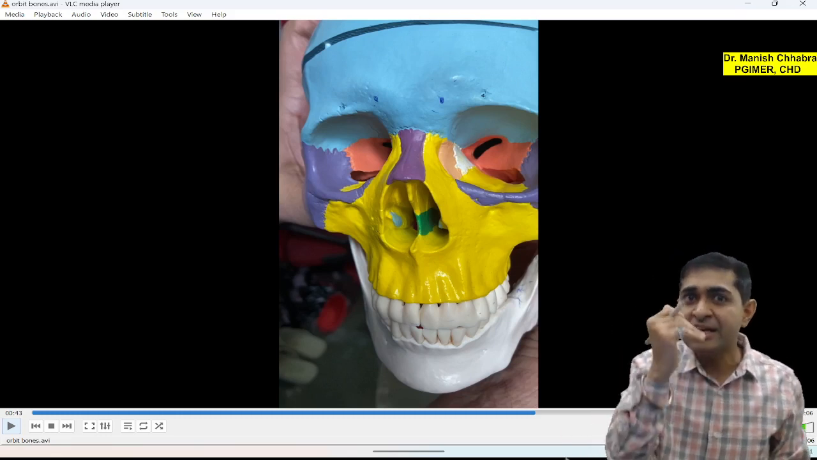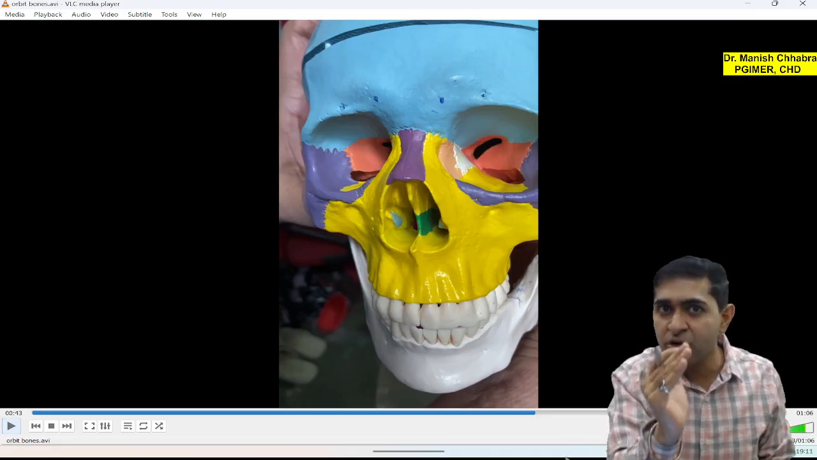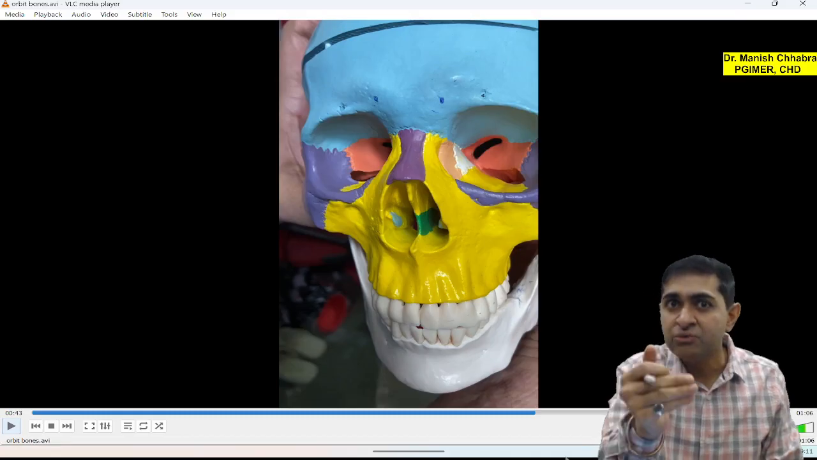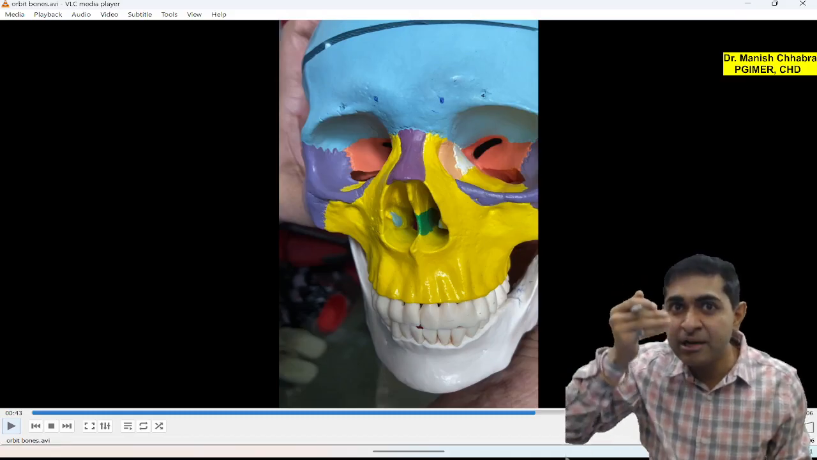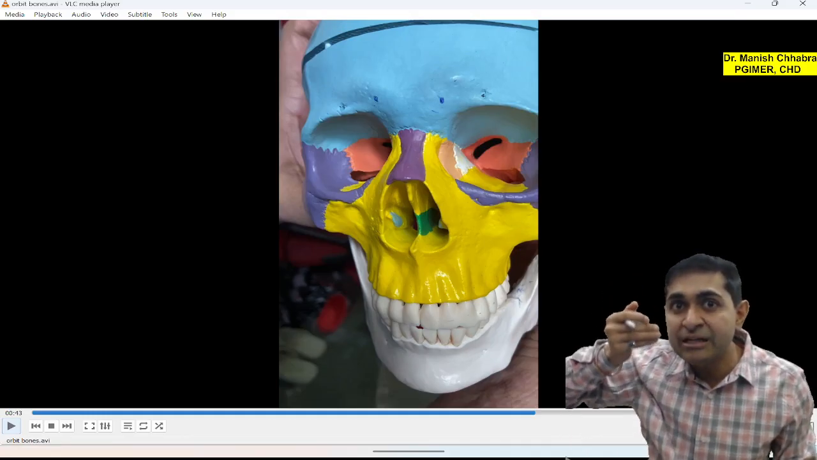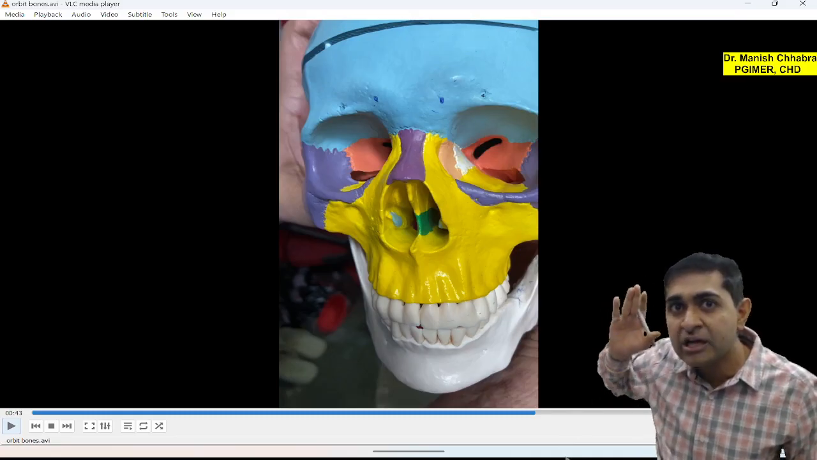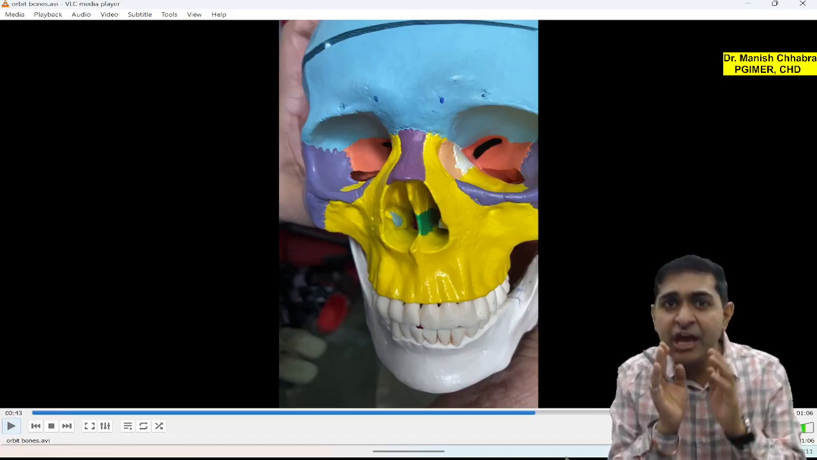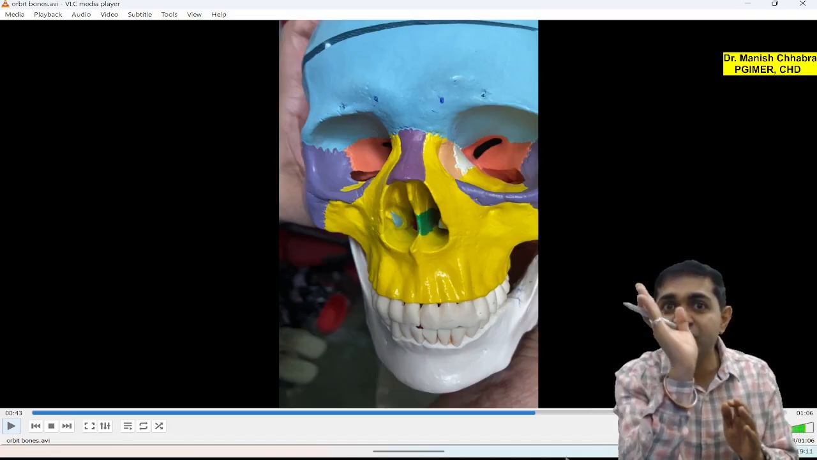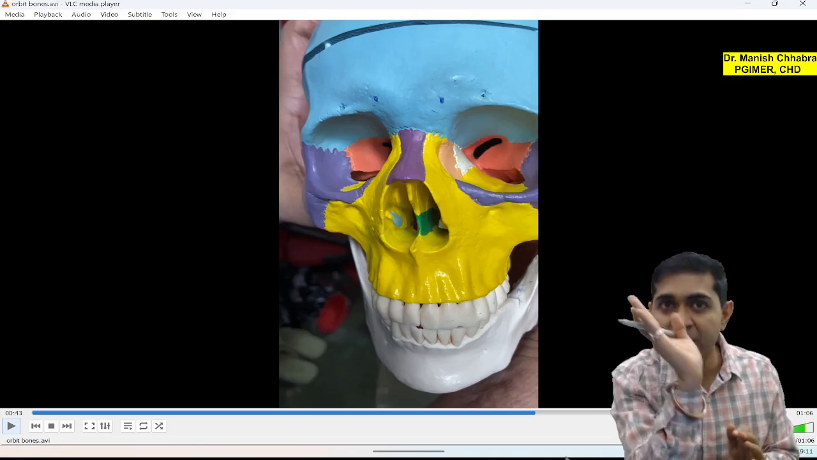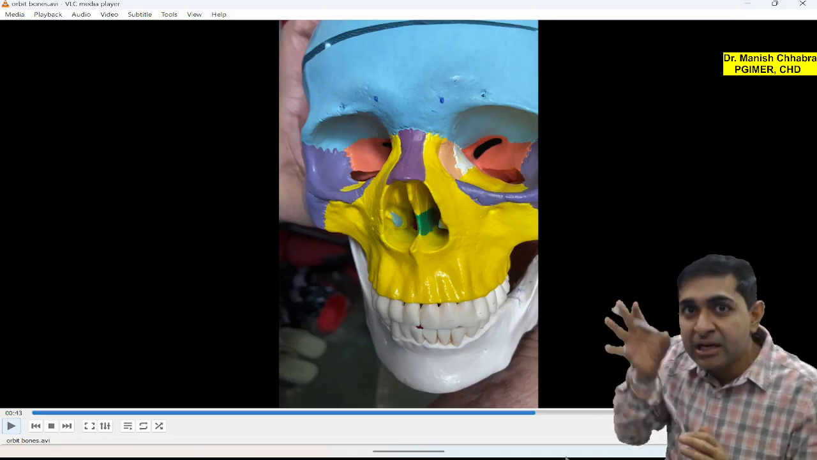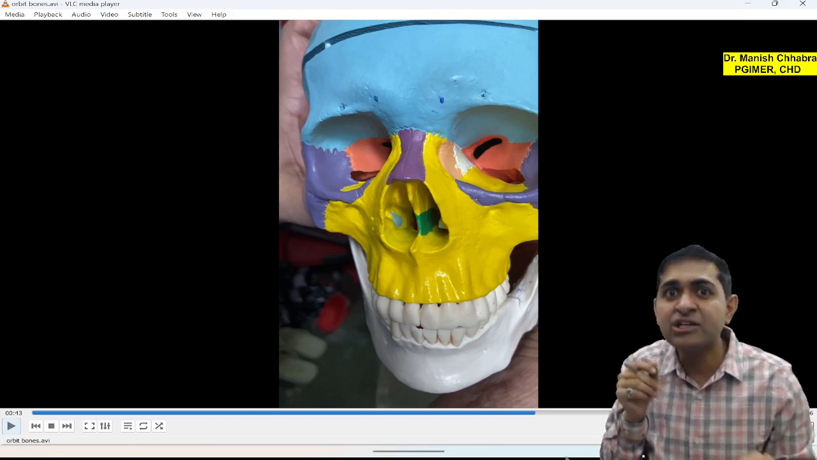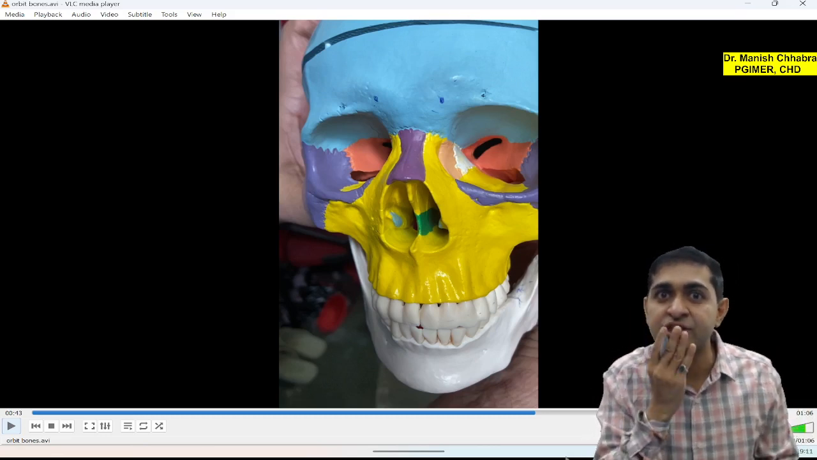Now again, let's quickly revise the medial wall of the orbit from anterior to posterior. We have got your maxilla, your lacrimal bone, your ethmoid bone, and lastly the body of sphenoid. Now, can you see a small fissure which looks like an opening between the middle cranial cavity and the orbit? Yes, that is your superior orbital fissure.